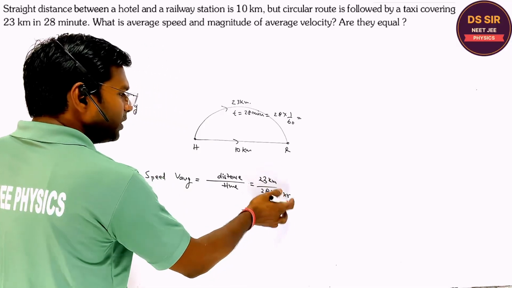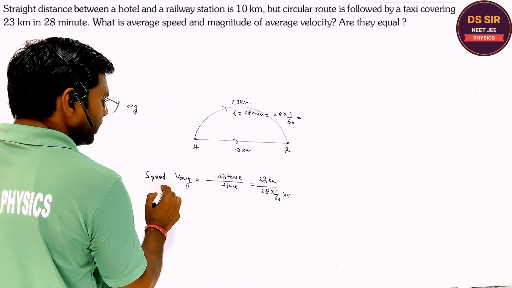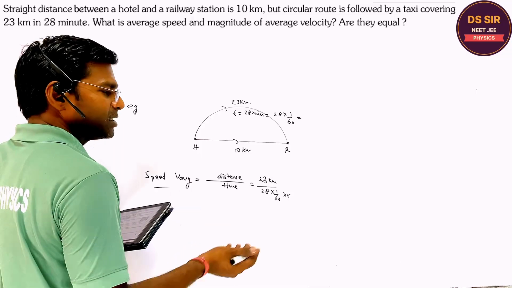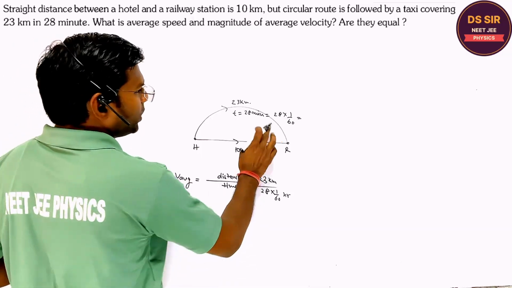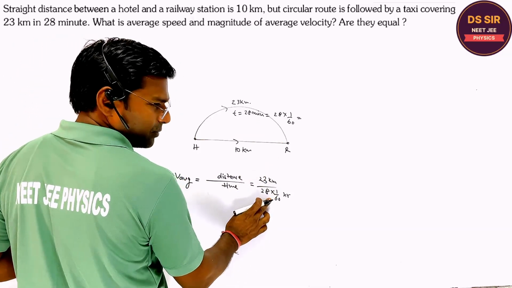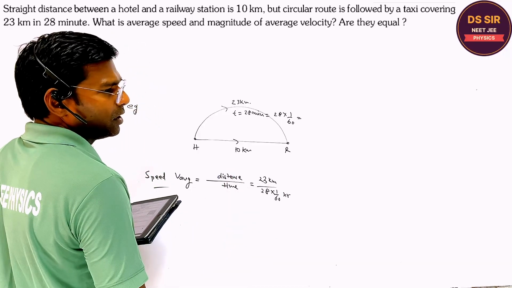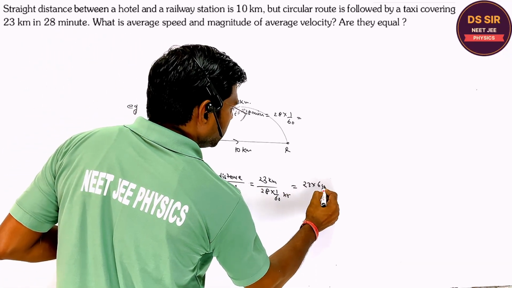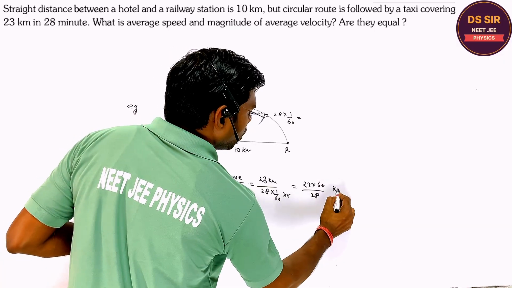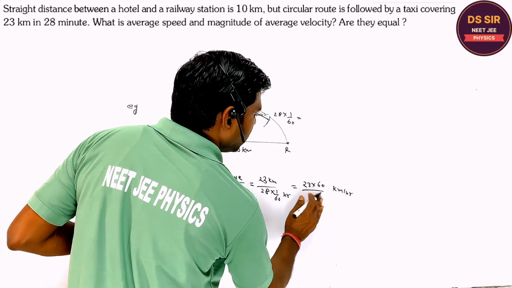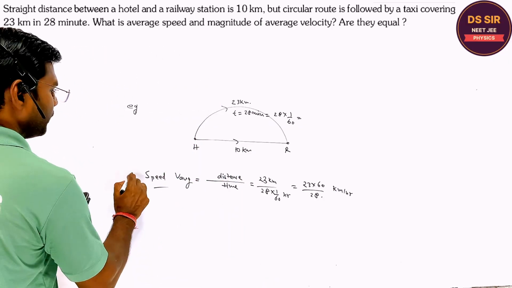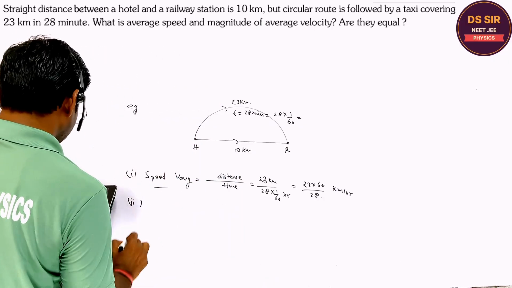So the answer will be in kilometer per hour, because a taxi or car or scooty or motorcycle has its speed in kilometer per hour. So instead of kilometer per minute, you have to write the unit in kilometer per hour, right? So this is 23 into 60 upon 28 kilometer per hour. When you simplify, definitely you will get the answer. Is it clear or not, you tell? Right. What about the second part?